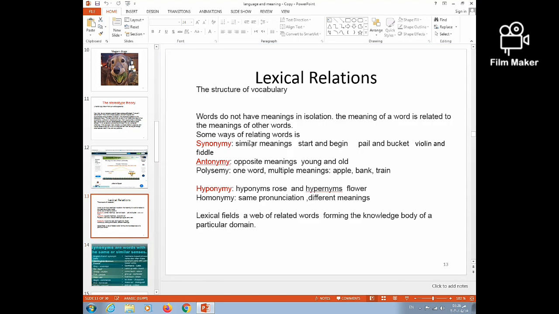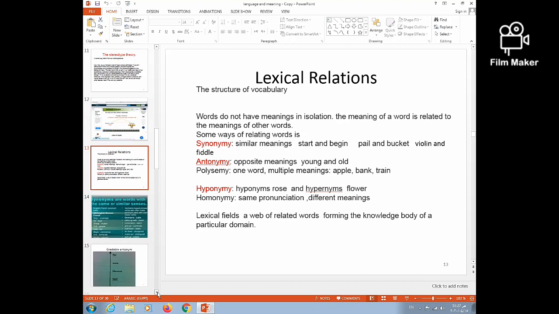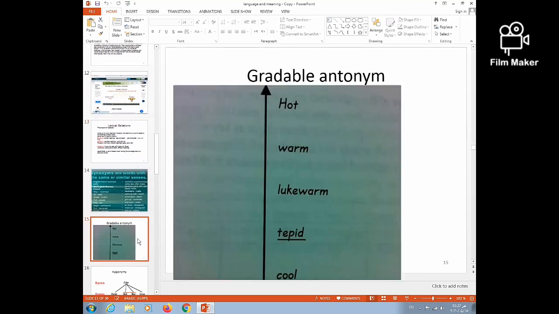Let's go back to antonymy. The second lexical relation is antonymy, and antonymy means opposite meanings. We have young, old, and so on. Here we have different kinds of antonymy. Number one, gradable antonyms. Gradable, here we have grade. We have hot, and we have, let's say, cold. And between them, there are degrees: warm, lukewarm, tepid, and so on, and cool and cold.